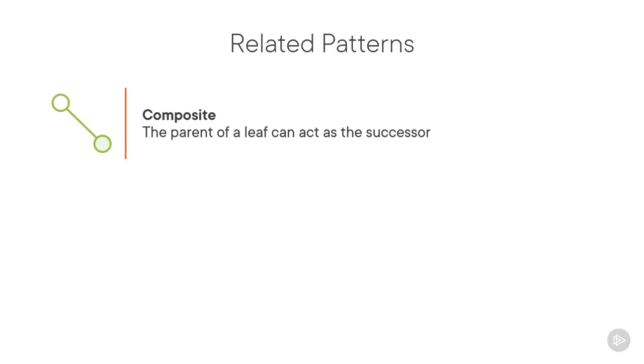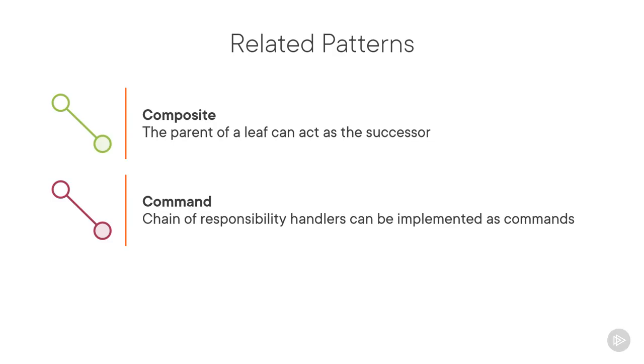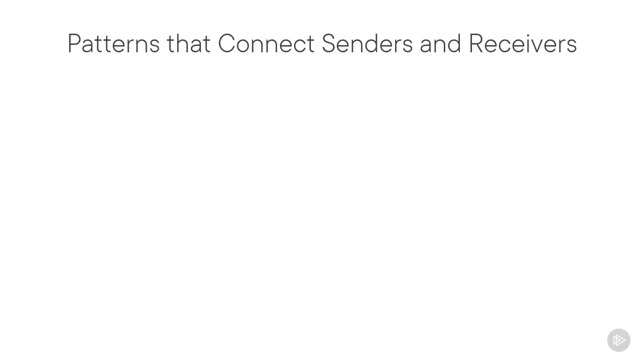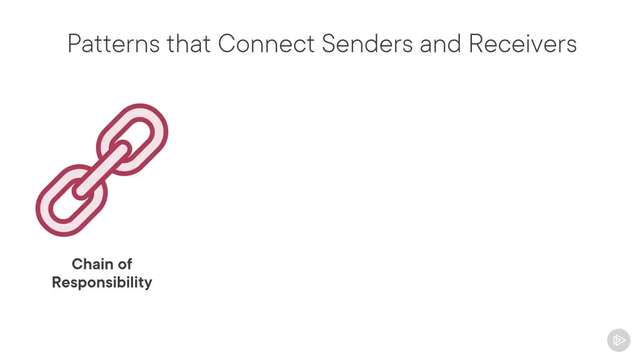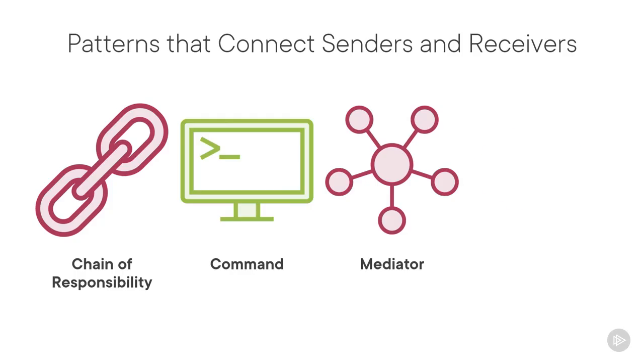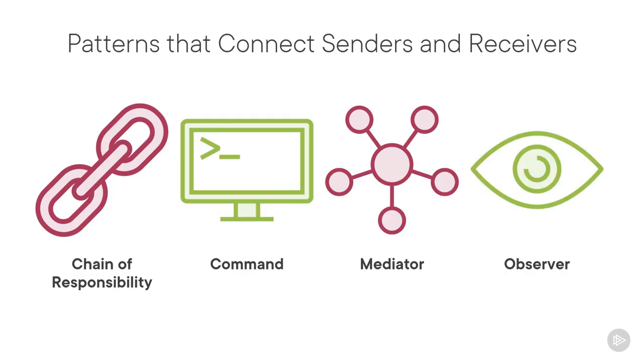There's also a relation between the chain of responsibility and the command pattern. The handlers we implemented can be implemented as commands. When we look at some of the other patterns in this course, we find others that connect senders and receivers of requests. In that regard, chain of responsibility, command, mediator, and observer are all related.